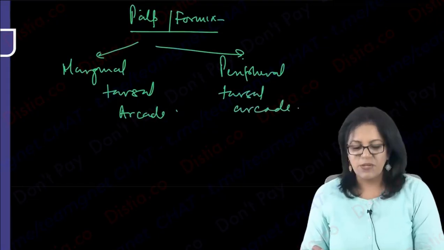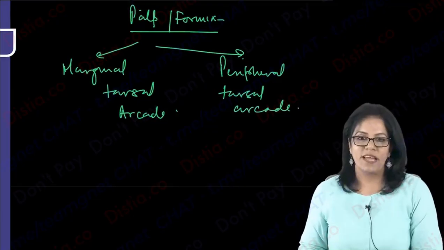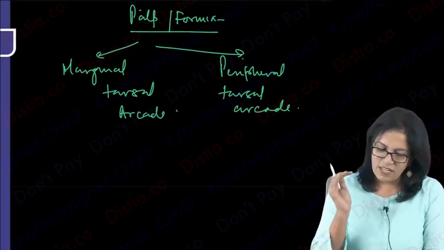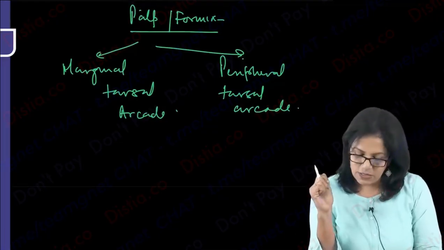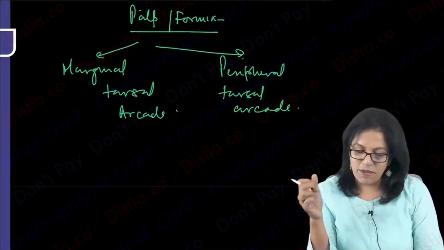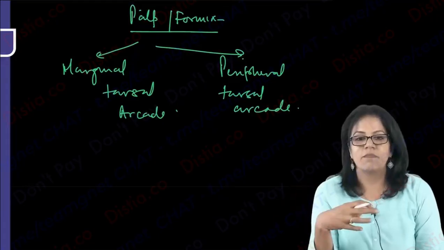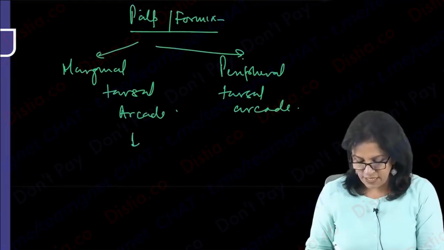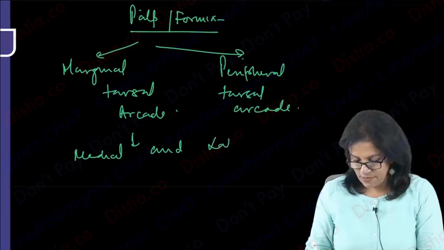Right? So, everything is a branch of the ophthalmic artery, to make your life simple. Okay, so talking about this, we come to another point. Generally, these arcades, if you are more curious and want to know, are supplied by the medial and lateral palpebral arteries. These arcades are formed by the medial and lateral palpebral arteries.